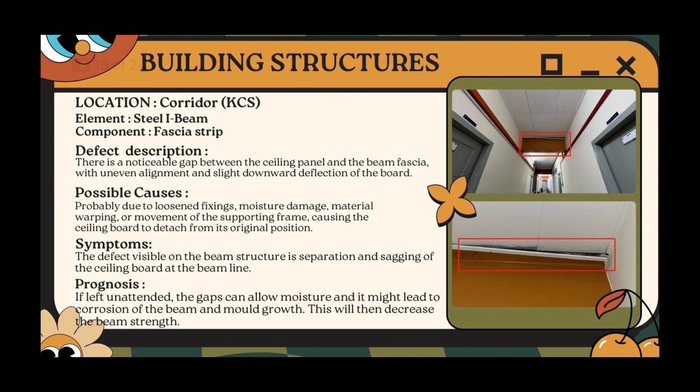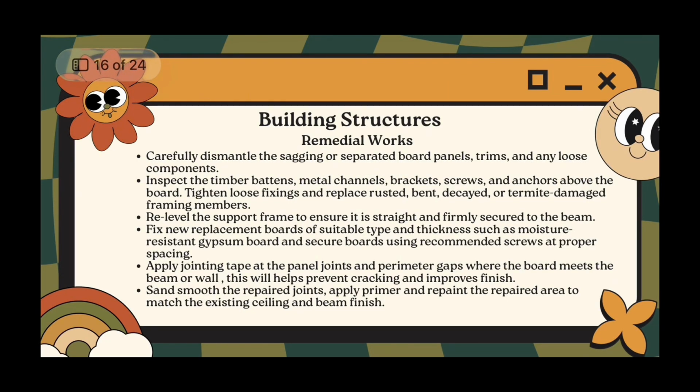The symptoms are the defect visible on the beam structure is separation and sagging of the ceiling board at the beam line. The prognosis is if left unattended, the gaps can allow moisture in, and it might lead to corrosion of the beam and mold growth. This will then decrease the beam strength. And these are the remedial works that are suitable for the building structure's defect.